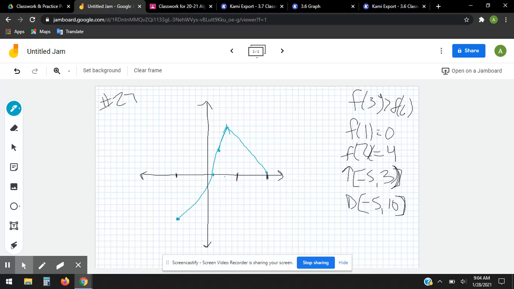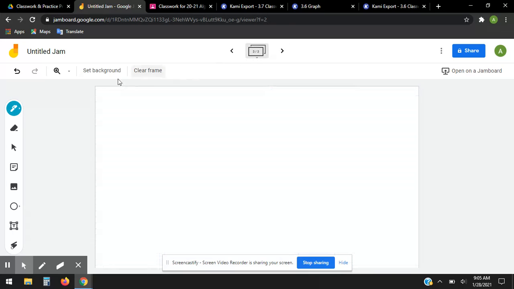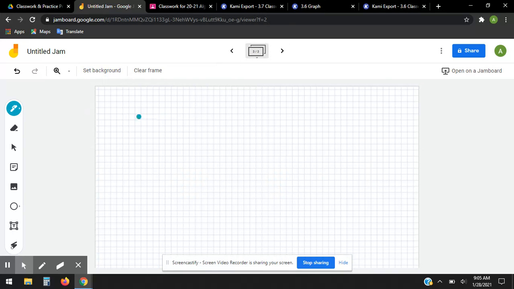So let's see if it makes all the criteria. F of 3 is greater than f of 6. Yep, it is. F of 1 is 0. F of 2 is 4. It is increasing from -5 all the way up to 3. And my domain is -5 to 10. So see how we can break all those down and have our features on here. Let's do 28. Go ahead and do these so you can kind of see the difference on them.